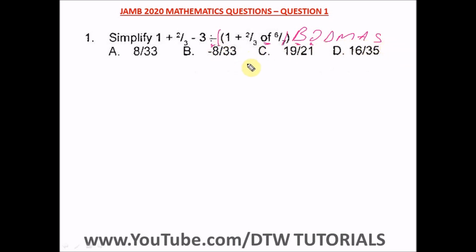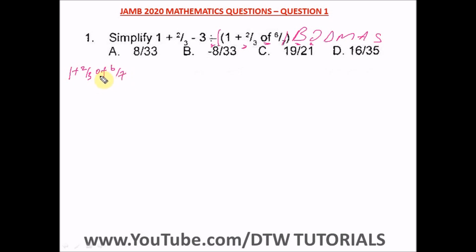So following from what we have, we will solve for what we have first, the bracket, which is this. So we have 1 in the bracket plus 2 over 3 of 6 over 7.